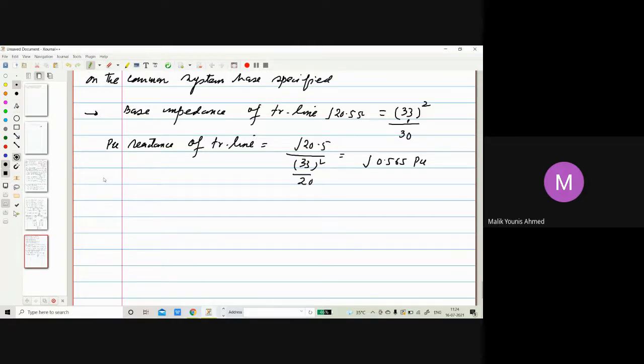Now we'll go for the per unit reactance for the transformer T1.